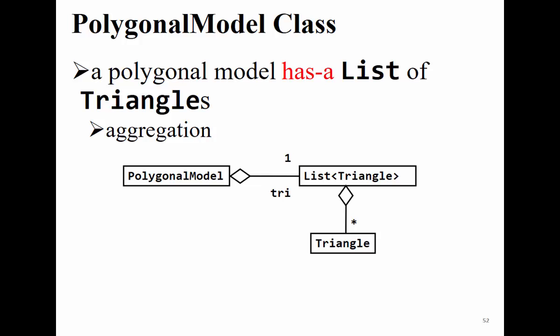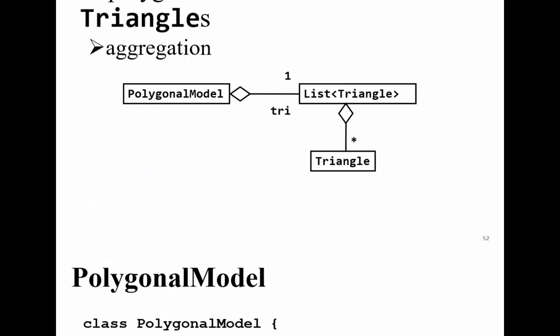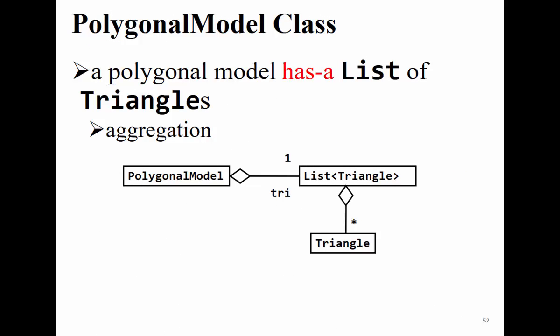You can see here the diamond is open, that is aggregation. We have a list of triangles. We have a triangle object. We insert it inside the list of triangles. We have one-to-many triangles, okay? And we have a polygon model. Only one model has a list of triangles. Now, how can we implement this? We look at the diagram. How can we translate this diagram to Java code?